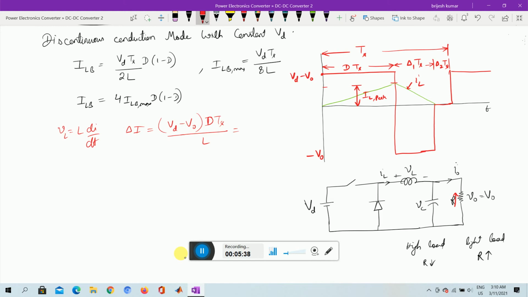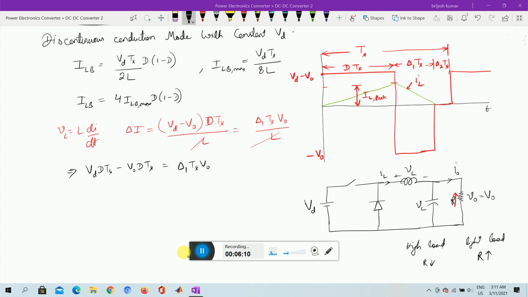So when you write it for the off time, del I remains the same, only the dt will be del 1 Ts and the voltage is minus V0, so that value is V0 here, because del I will be negative, so that's why we will write V0 divided by L. So this L cancels out. Now we rewrite this expression again like this.